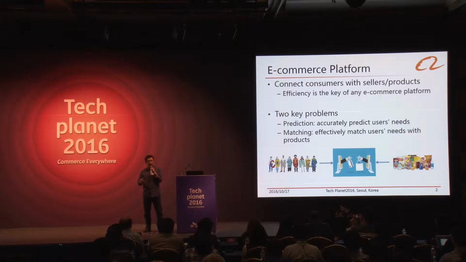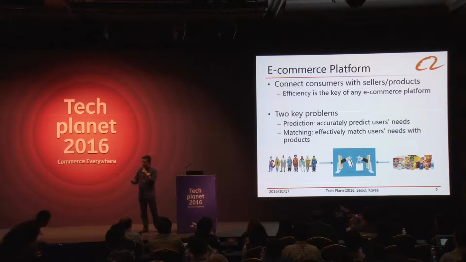to be addressed. The very first issue is the prediction. You need to be able to forecast what exactly the user needs at any moment. The second issue is matching. Based on your forecasting of users' needs, you need to come up with appropriate matching of the user's need with the product you have in stock.